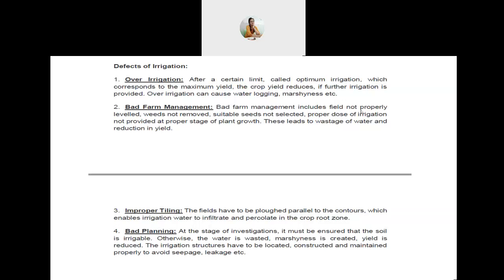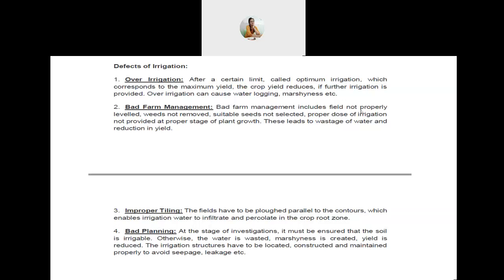Number 2, bad farm management. Bad farm management includes field not properly leveled, weeds not removed, suitable seeds not selected, proper dose of irrigation not provided at the proper stage of plant growth. These lead to wastage of water and reduction in yield.